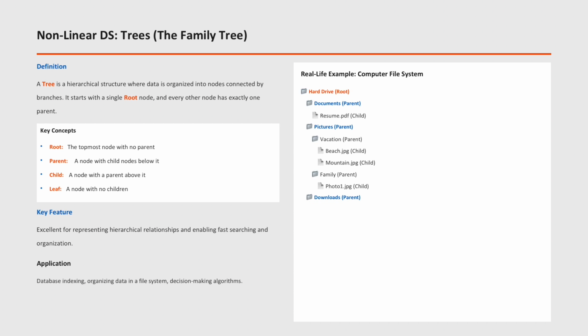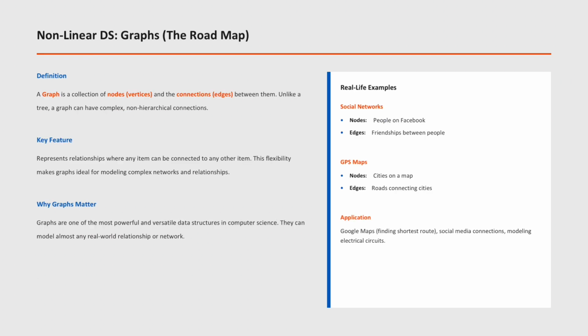But that rule, the one parent rule, is also a limitation. What if you need to model something where one thing can be connected to tons of different things with no hierarchy at all? That's when you need the most flexible structure we have, the graph. A graph is just a collection of nodes and the connections between them. Right.